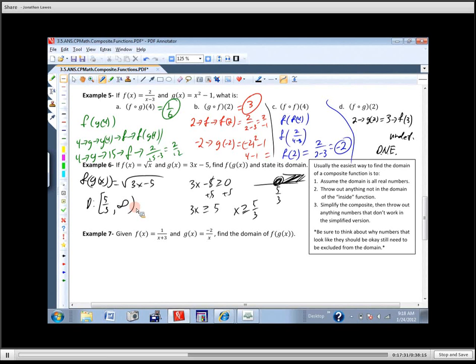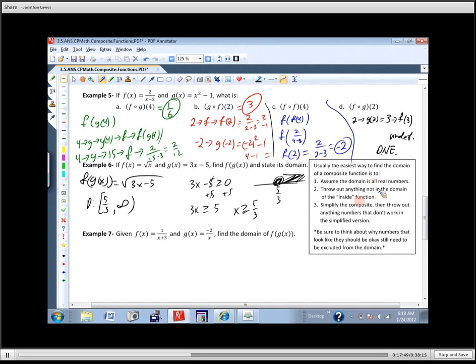Okay, so let's talk about a general strategy. The easiest way to find the domain of a composite function, so actually writing down the function isn't terribly difficult. You plug one into the other and then you just simplify. Finding the domain sometimes can be difficult, and that's what we're going to look at on this next one.